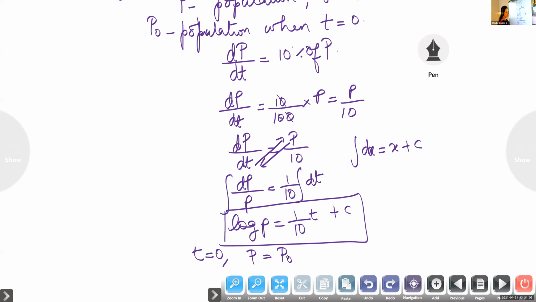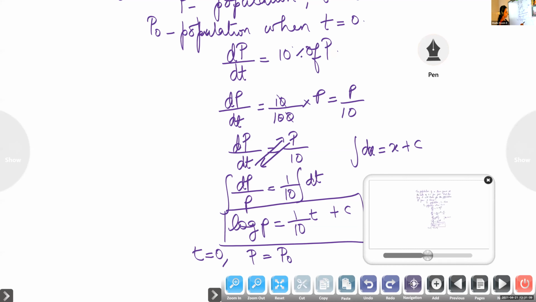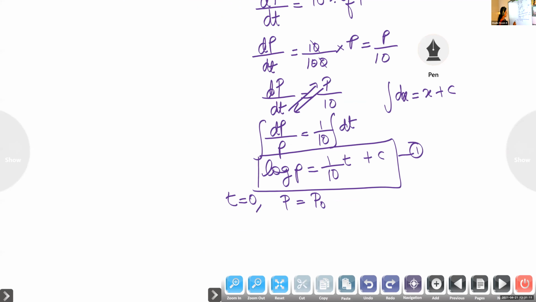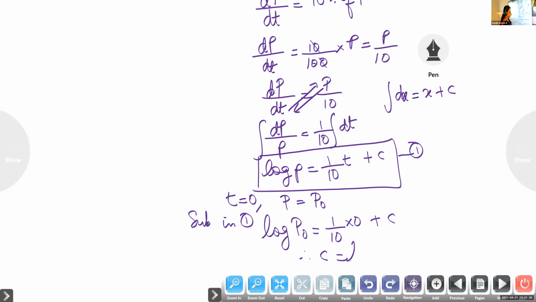So when you substitute it here, what we will get? Substituting in equation 1, we get log P naught is equal to 1 by 10 into 0, time is 0, plus C. Therefore, what is the value of C? C is log of P naught. So we got the value for the constant. What is the value of the constant? It is log P naught.